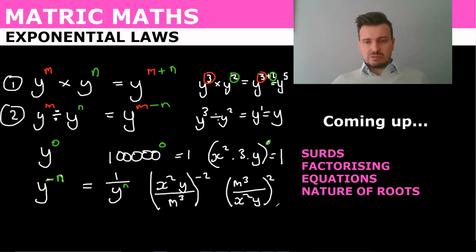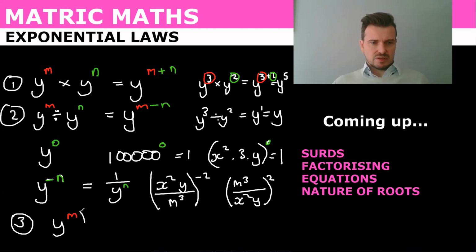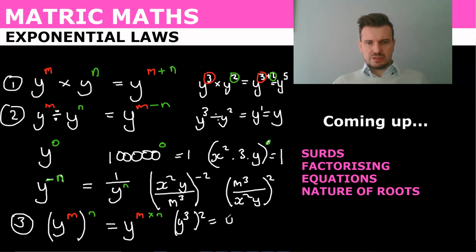Then I want to look at the exponential rule. Say we have y to the m, all to the power of n. For this exponential rule, we simply multiply the exponents. So that becomes y to the m times n. We could have an example, y to the 3, all to the power of 2. Same as what we did above with the same numbers, but we get a different answer. We get 3 times 2, which is 6. So those are your exponential laws.